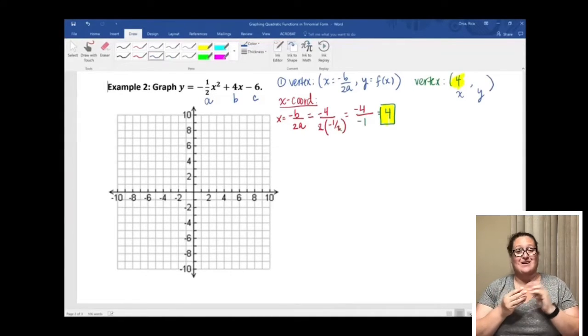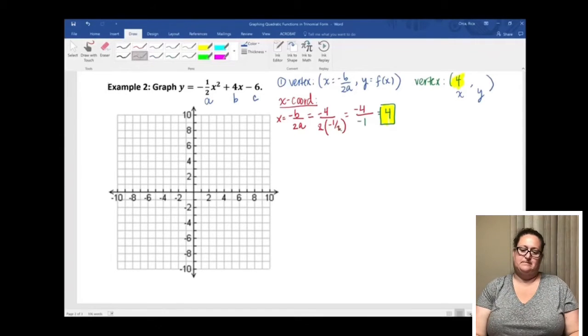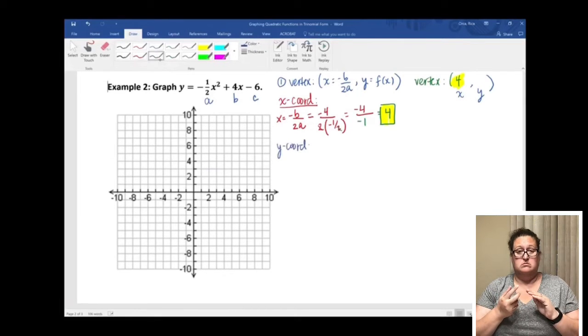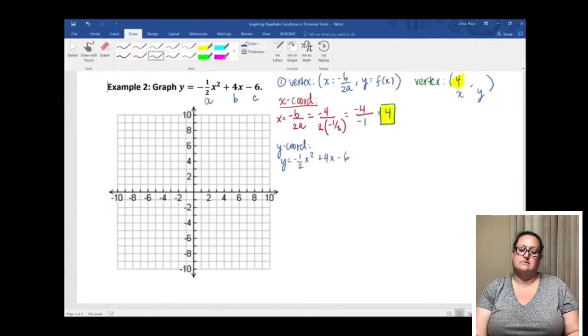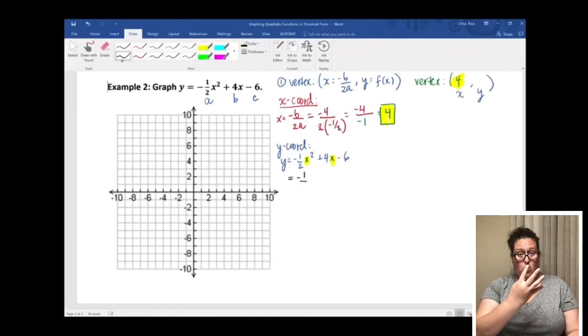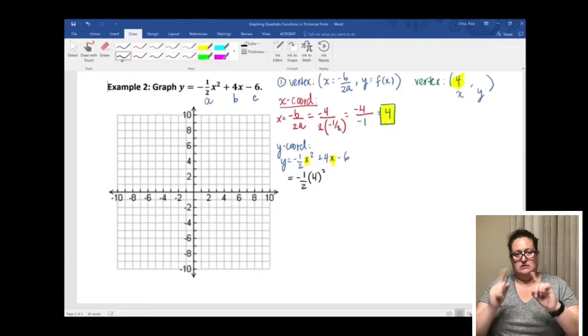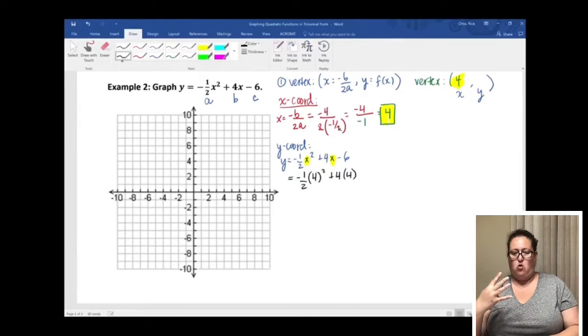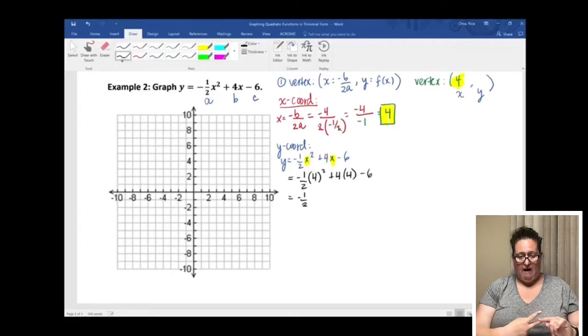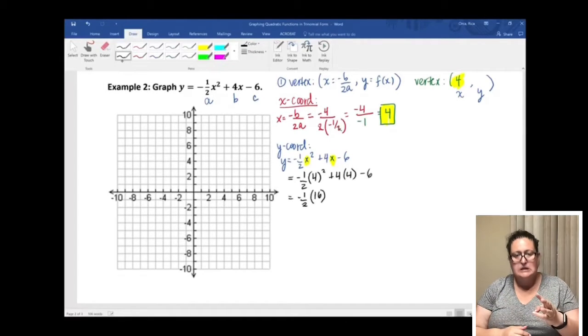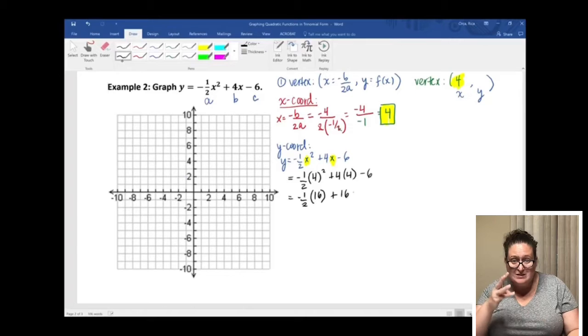Now that we have our x coordinate, let's find our y coordinate. For the y coordinate, we're going to take our x value and just plug it back into our function. Y equals negative 1/2 x squared plus 4x minus 6. Take the 4, plug it into x. That's negative 1/2 times 4 squared plus 4 times 4 minus 6, which is negative 1/2 times 4 squared is 16 plus 4 times 4 is 16 minus 6.